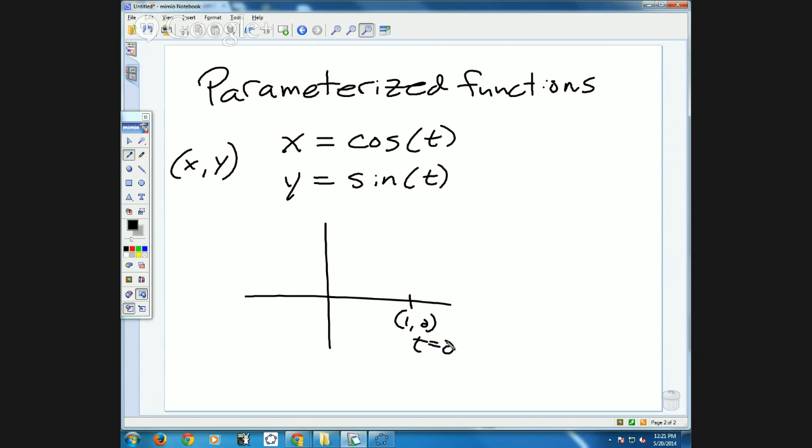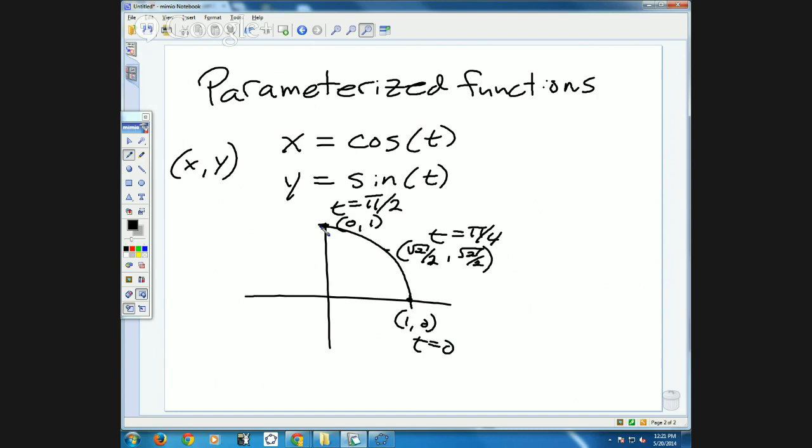And when t was equal to pi over 2, then we ended up with the point 0, 1. And somewhere in between, when t was equal to pi over 4, we ended up with the point square root of 2 over 2, comma, square root of 2 over 2. And a quarter circle emerged when we did that.